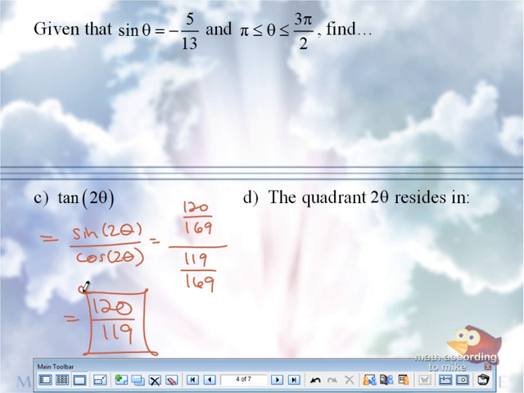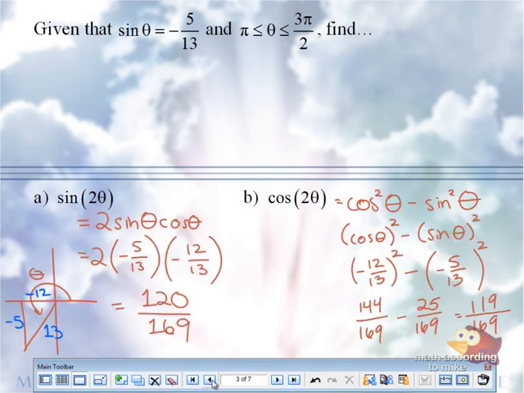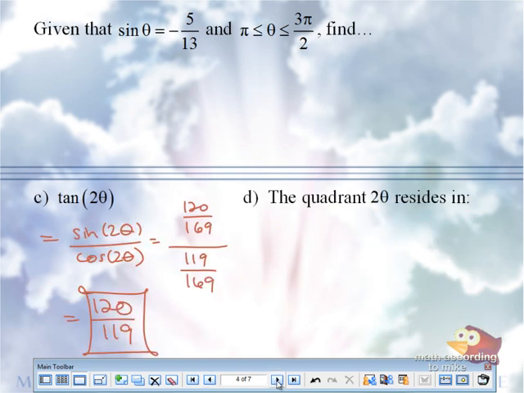Very good. Well, sine is positive 120 over 169. Cosine is positive 119 over 169. Tangent is positive 120 over 119. So sine, cosine, and tangent are all positive, then we must be in quadrant 1. There you go. That's how you know.